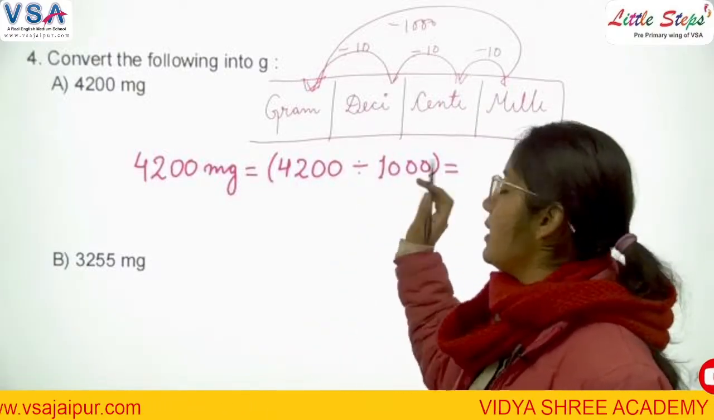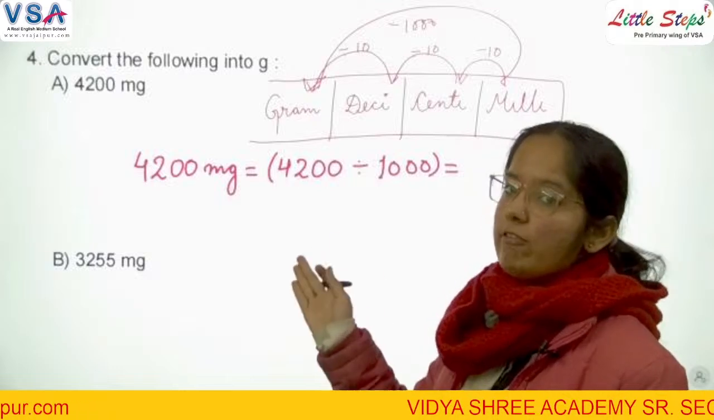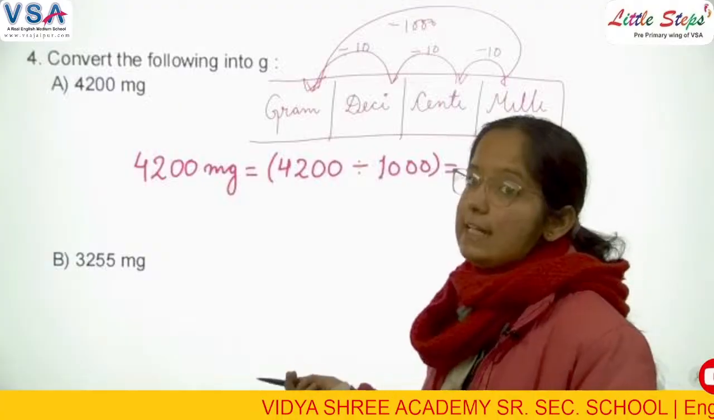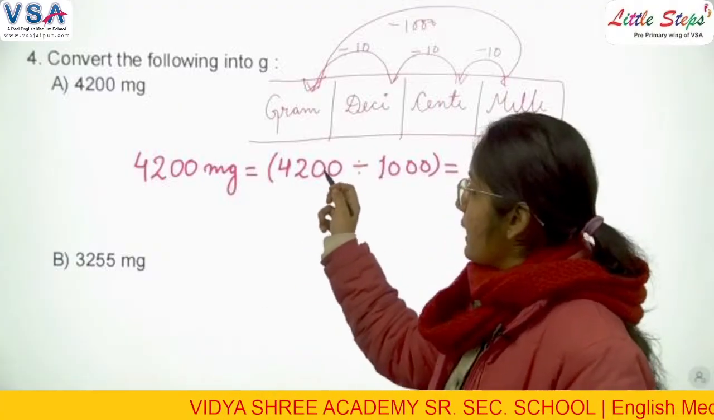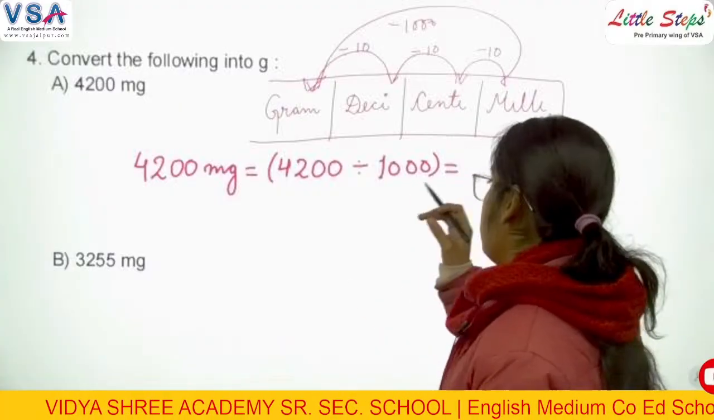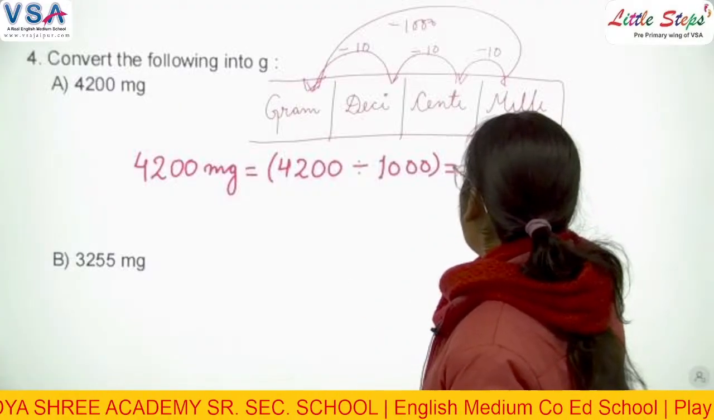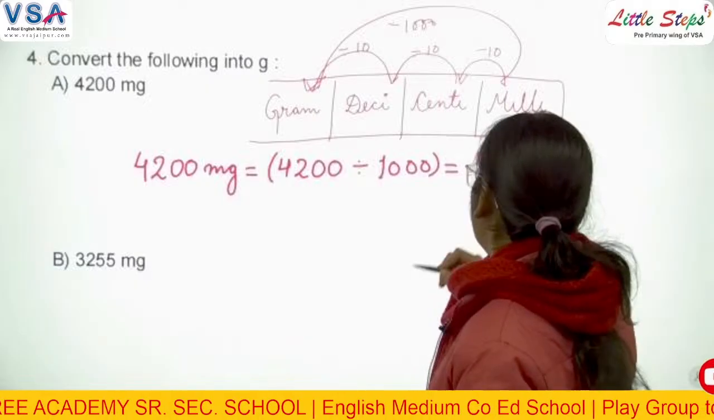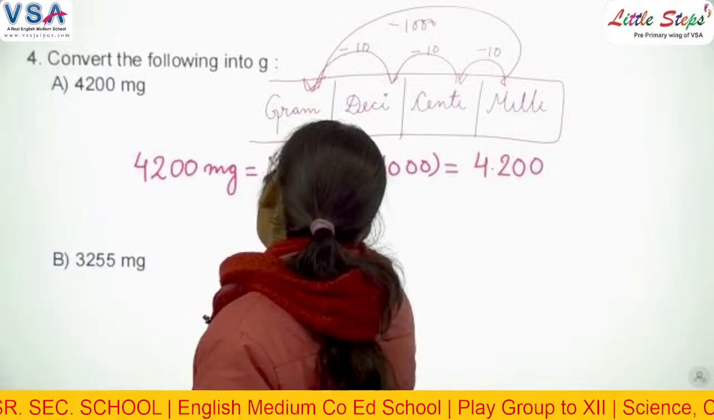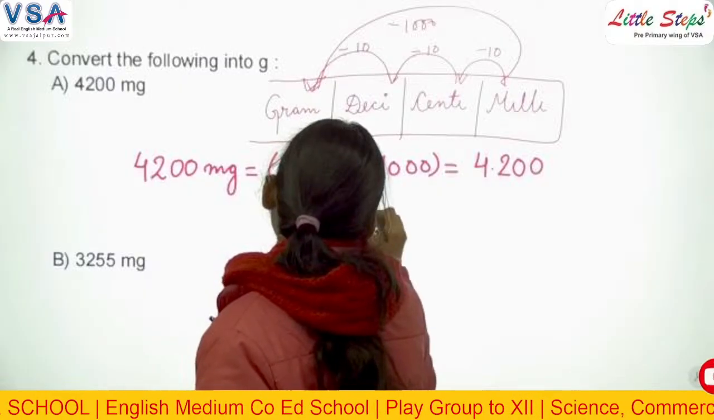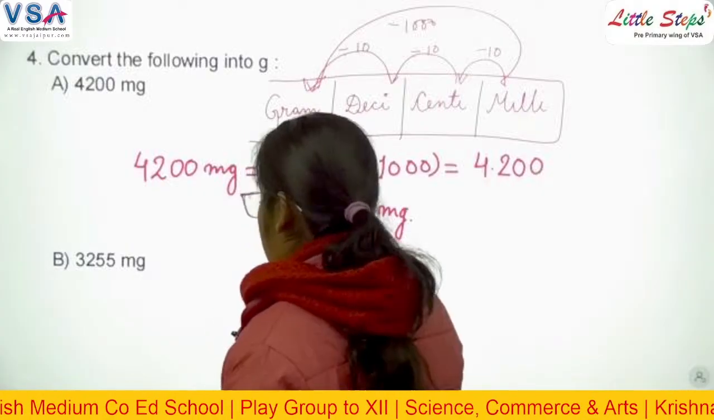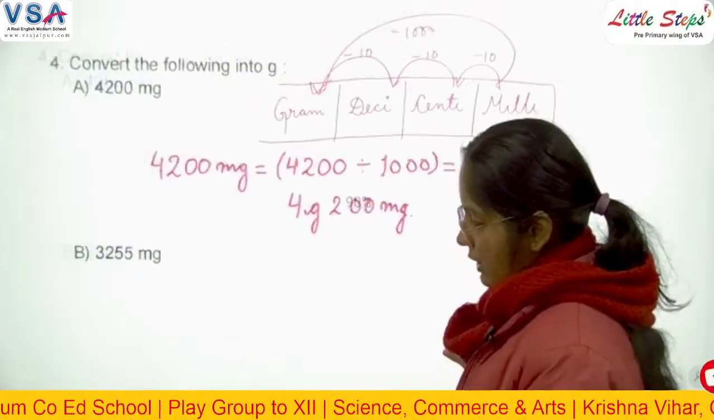How many zeros are here? Here are 3 zeros. We will add a decimal before the 3 digits. If we count from the right hand side, it is first, second, third. We have to put the decimal between 4 and 2. It will be 4.200. And what does this signify? This signifies nothing but 4 grams 200 milligrams. I hope I am clear. Let's move to the next one.